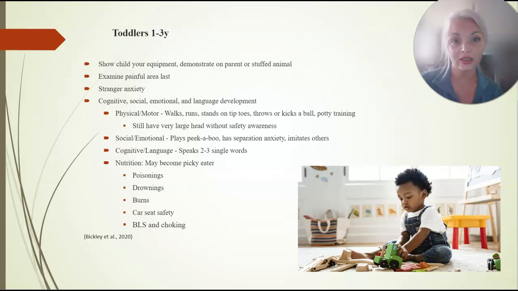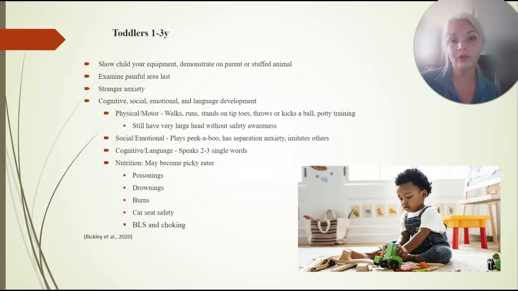We're going to assess for cognitive, social, emotional, and language development. They're starting to say about 2 to 3 words at a time. They're usually walking. If they're not walking by usually 12 months, but 18 months certainly would be a concern for a delay. Sometimes they can even stand on their tiptoes, throw a ball, and they start potty training.